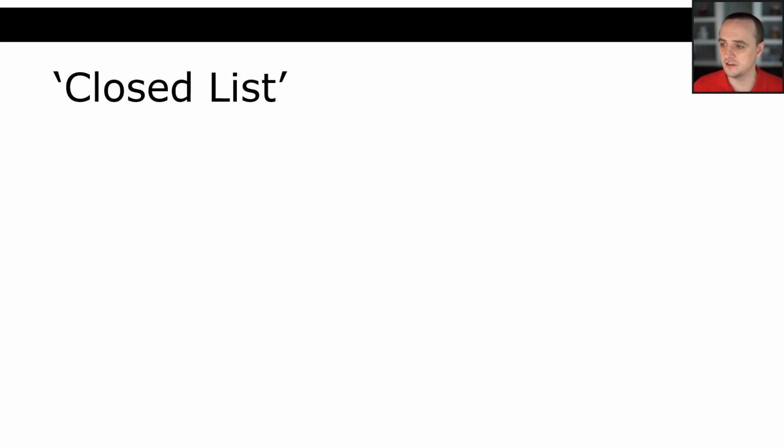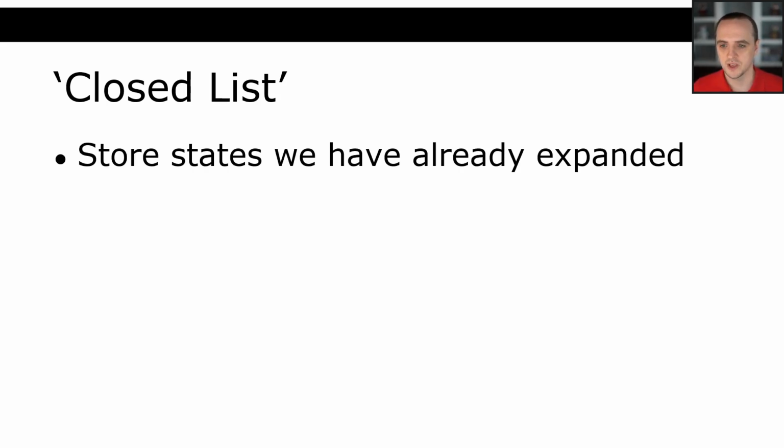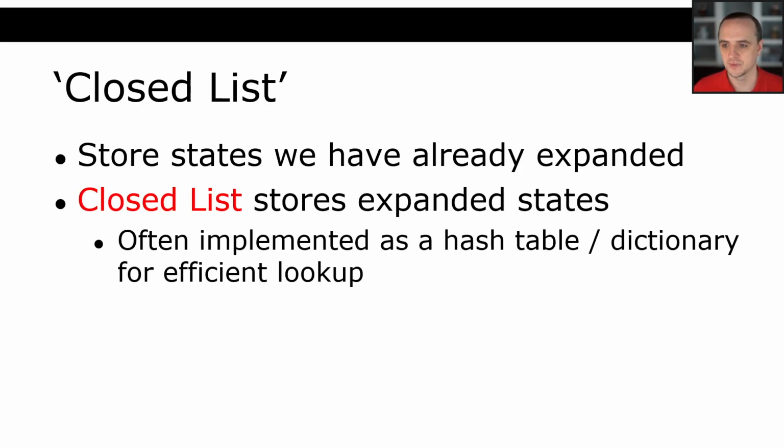So the way that we did that in 3200 was by implementing something called a closed list. And the closed list is going to store states that we've already expanded. And it's often implemented as a hash table or a dictionary for efficient lookup, right? We talked about all that last time and how you can use a dictionary or a hash table to do constant time lookup in your closed list, rather than just, say, using a set or using an array and then having a linear time lookup for that.